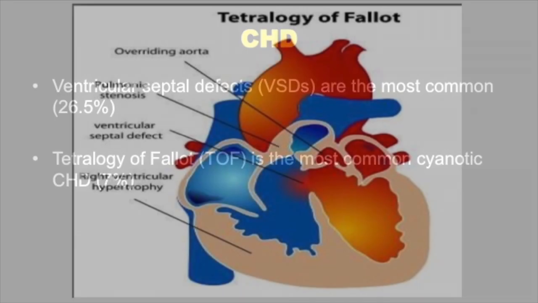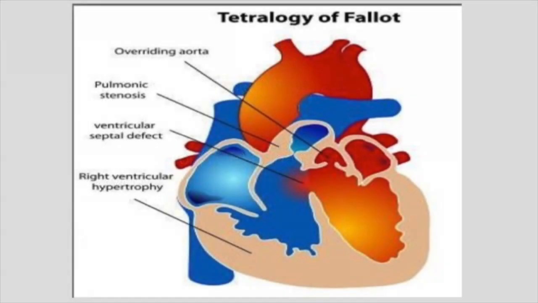So what is tetralogy of Fallot? Tetralogy of Fallot is one of the cyanotic congenital heart diseases, and the primary defect is an anterior deviation of the infundibular septum, and this leads to 4 components. You have overriding aorta, pulmonary stenosis, ventricular septal defect, and right ventricular hypertrophy.